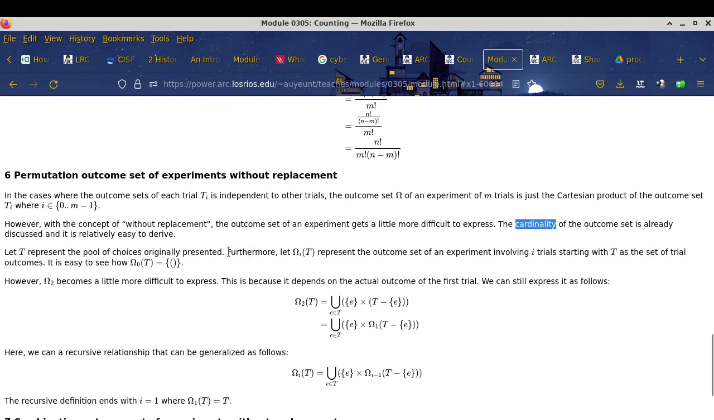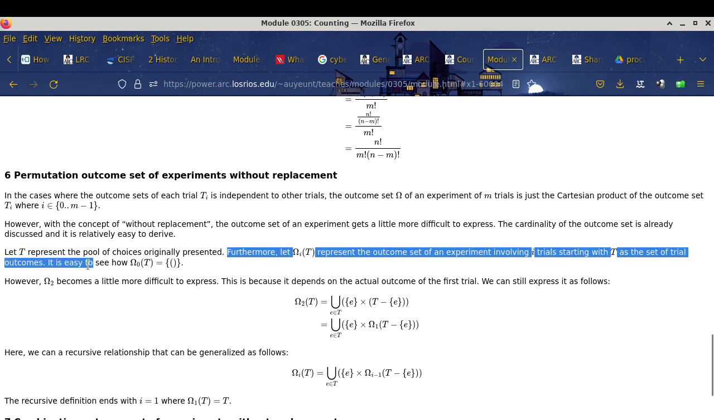Okay, so let me just highlight the sentence and then see if you guys have any questions about this. So this time, omega is not just the name of a set, it is the name of a function. So omega_i of T is going to give me a set. What is in a set? What are the members in this particular set? Each member is going to be a possible outcome where ordering is important. And we start with T as a set of outcomes, and we are going to choose i things out of T. Is that okay?